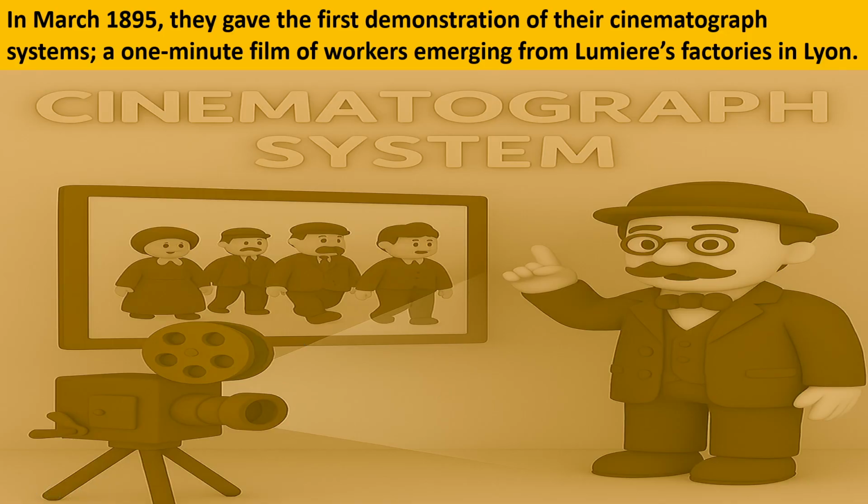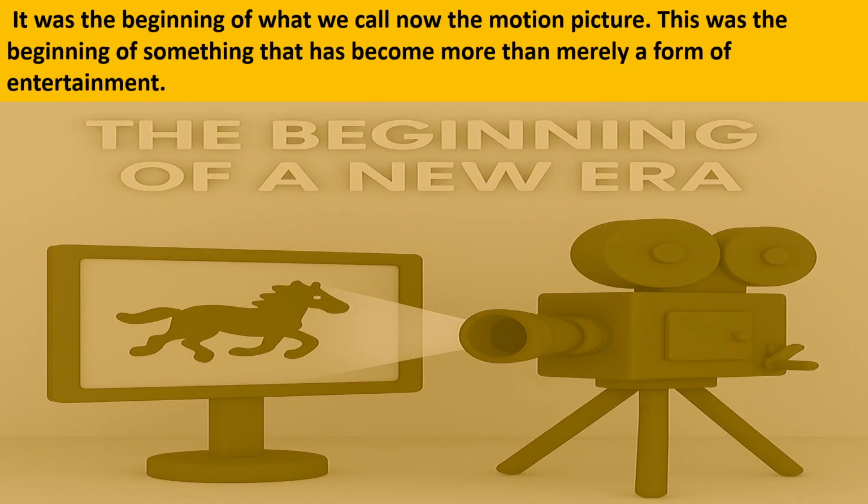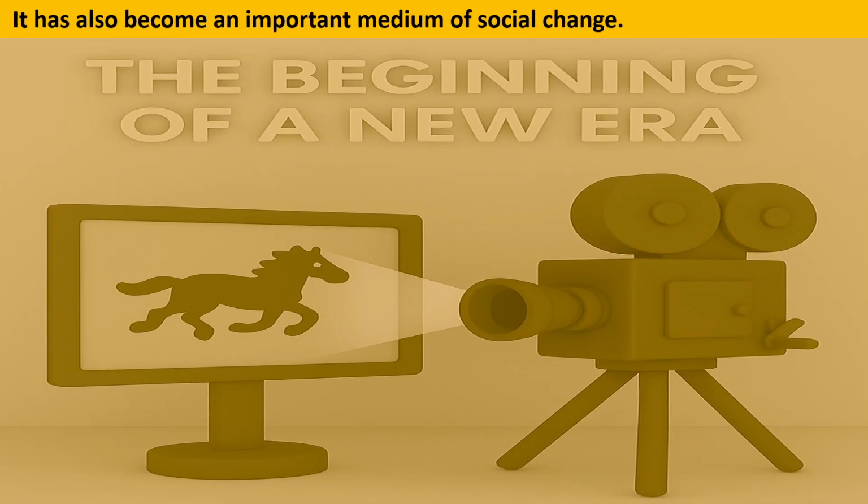In March 1895, they gave the first demonstration of their cinematograph system, a 1 minute film of workers emerging from Lumiere's factories in Lyon. See, this was a 1 minute film made by the Lumieres, the factory owner's sons. The father has given them the permission to shoot that. It was the beginning of what we call now the motion picture. There is a movie. This was the beginning of something that has become more than merely a form of entertainment. It also became an important medium of social change.